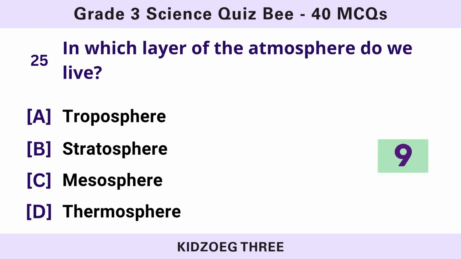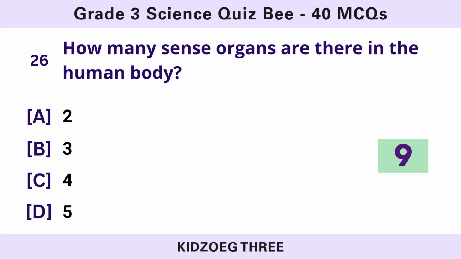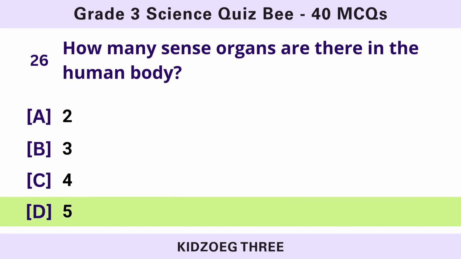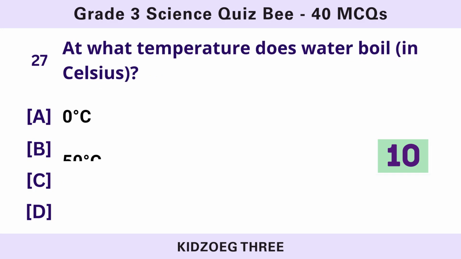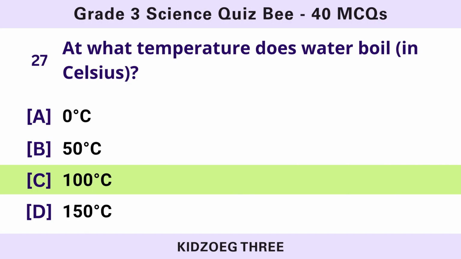In which layer of the atmosphere do we live? Troposphere. How many sense organs are there in the human body? Five. At what temperature does water boil, in Celsius? 100°C.